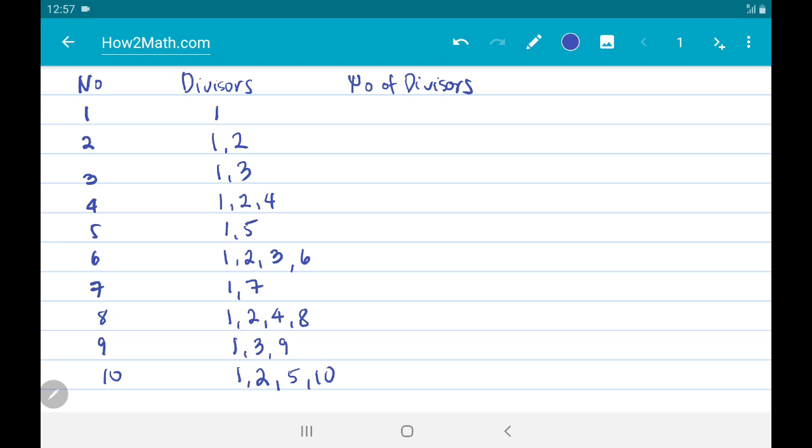So for the number of divisors, for 1 we have 1. For 2, the number of divisors is 2. Then for 3 we have 2. For 4 we have 3. For 5 we have 2. For 6 we have 4 divisors: 1, 2, 3, and 6. Then for 7 we have 2. What else? We have 4 for 8. We have 3 for 9, and we have 4 for 10. So 1 is very special because it has only one divisor.